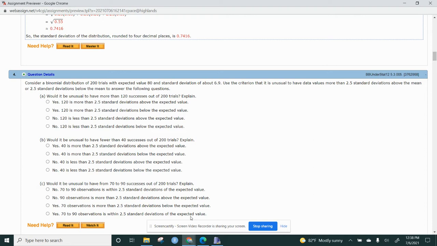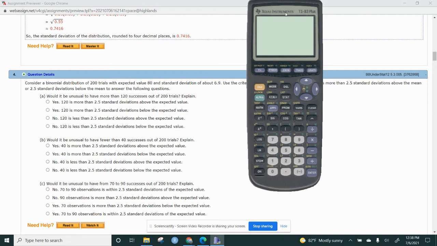So consider a binomial distribution of 200 trials with the expected value of 80 and the standard deviation of 6.9. Use the criteria that it is unusual to have data values 2.5 standard deviations above the mean or 2 standard deviations below the mean. So the first question to ask: would it be unusual to have more than 120 successes out of 200 trials? Well, what I'm going to do is this.